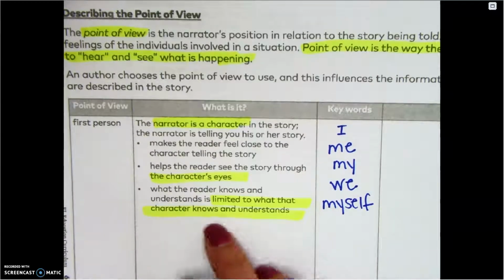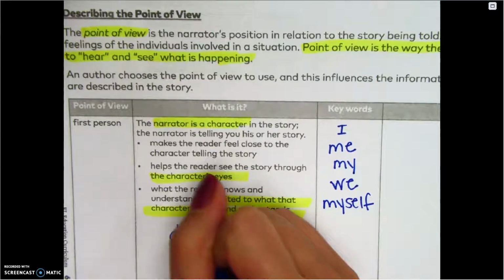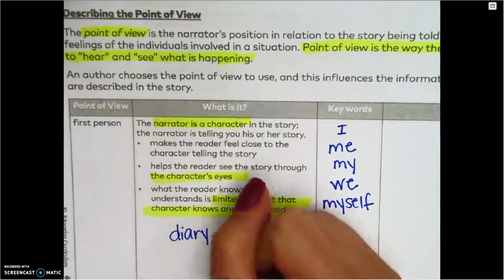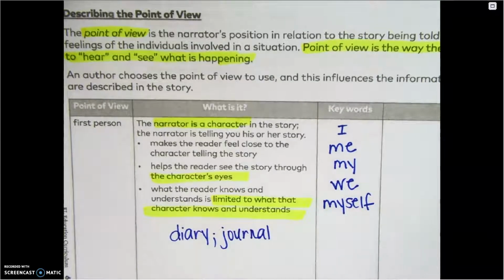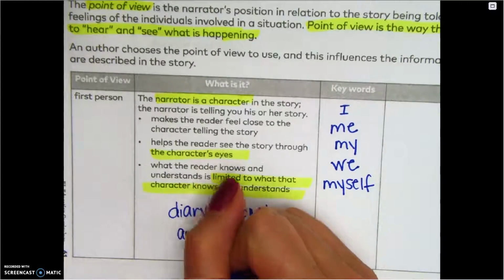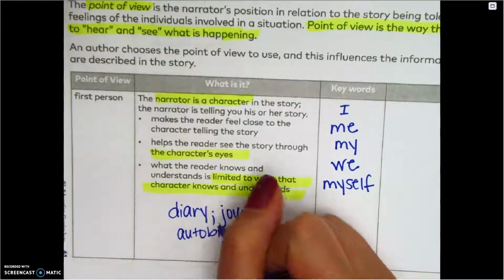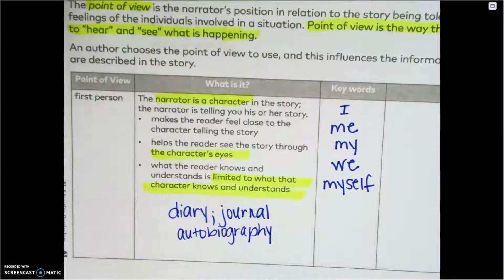One thing you need to know is that when we're talking about first person, it's usually whenever you see a diary or a journal. If you're wanting to write your life story, that's called an autobiography. That means you're writing it yourself. That's whenever you'll usually see the I, me, my, myself, and we.